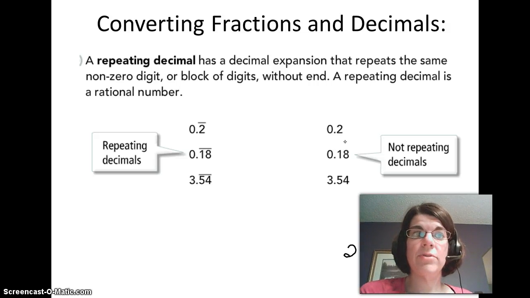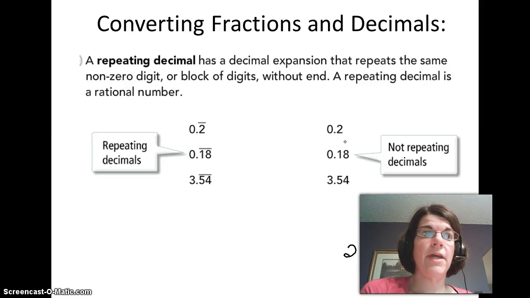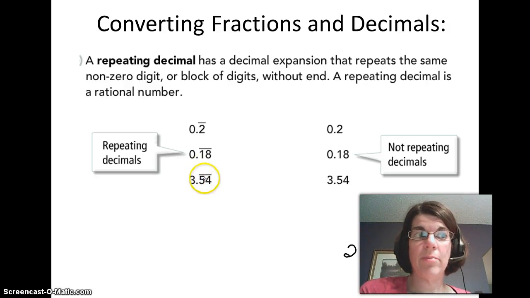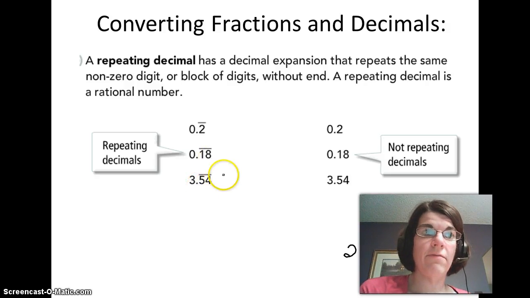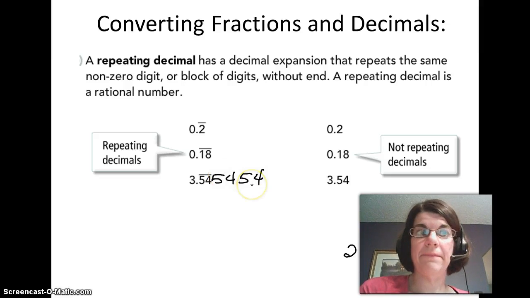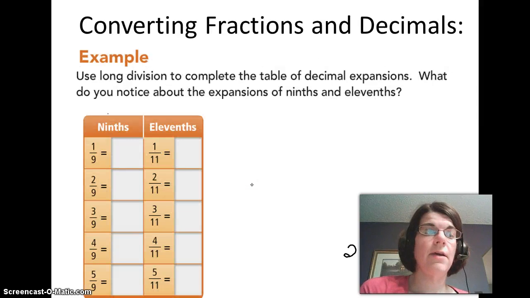there's just some more examples here of repeating versus not repeating. Notice that you could have a decimal with a whole number out in front, and this last example here, 54 is repeating, so it's 3.545454, like that. Okay?